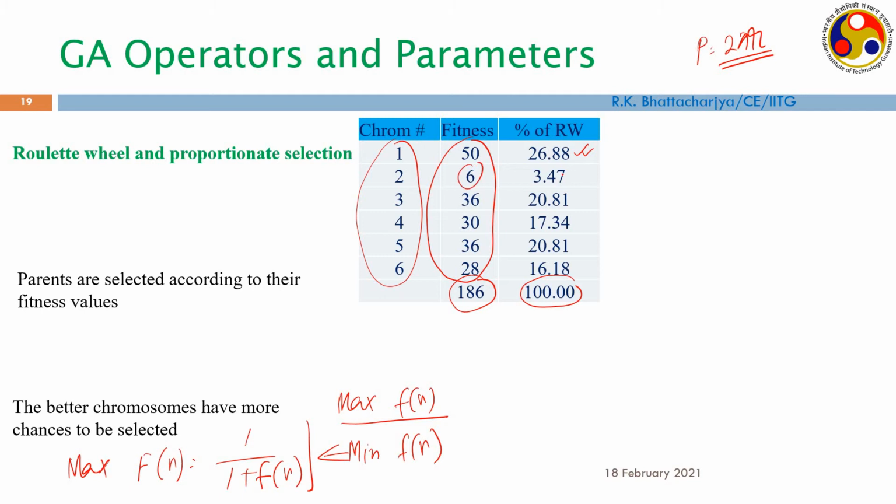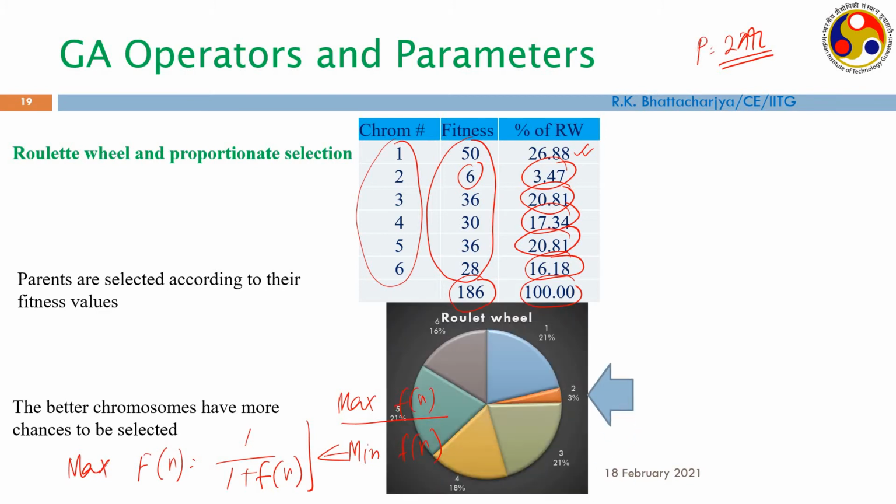Similarly, for the second it should be 3.47, then 20.81, 17.31, again 20.81, and 16.81. So this is the proportion in the roulette wheel, based on their fitness. Now I have drawn the roulette wheel here. You just see solution 1, the base solution, and it is occupying 26.88 percent.